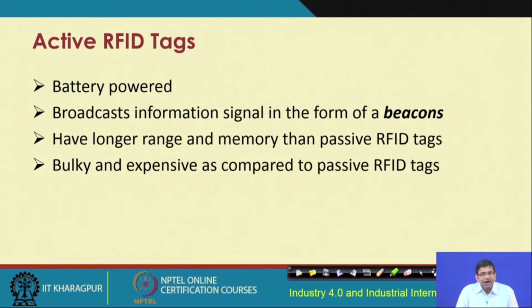In active RFID tags, on the contrary, we have separate battery units, power units that can power these tags. These active tags would broadcast the information signal in the form of beacons, and they have longer range and memory than the passive RFID tags that I discussed previously. Active RFID tags compared to the passive ones are much more expensive, much more bulky, and not as portable as the passive RFID tags.